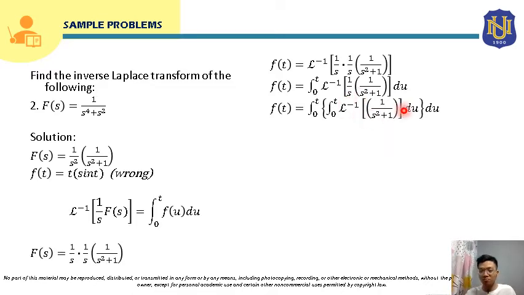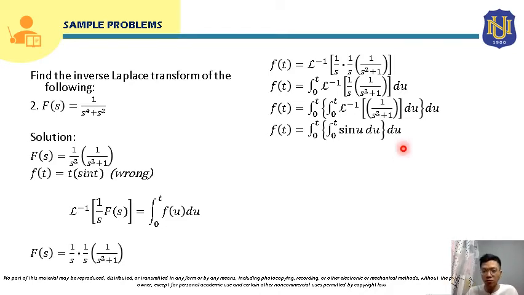So we will solve first this term inside this brace. The inverse Laplace transform of 1 over s squared plus 1 expressed in u is actually sine u. So this is 1 over s squared plus 1, and this is sine u, actually sine t, but instead of expressing it in terms of t, we will express it in terms of u. So we're going to solve now the integral of sine u du from 0 to t. Integrating that, that is actually negative cosine u from 0 to t. So we will evaluate this from 0 to t.